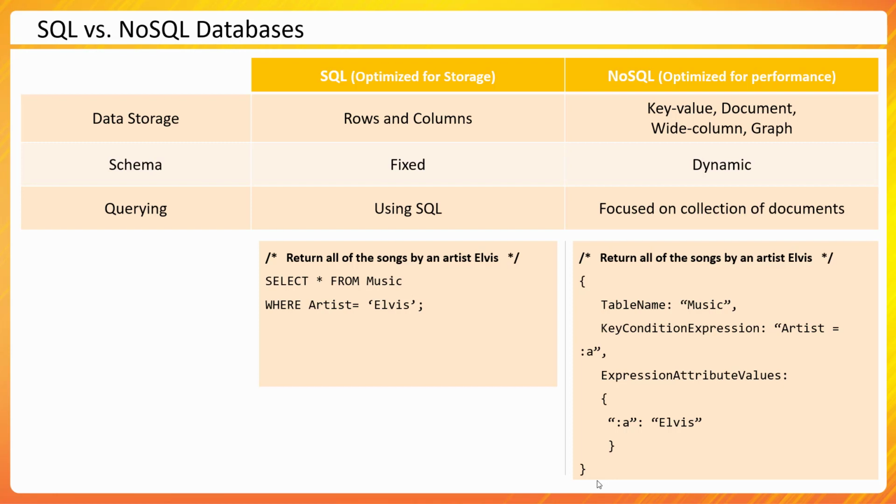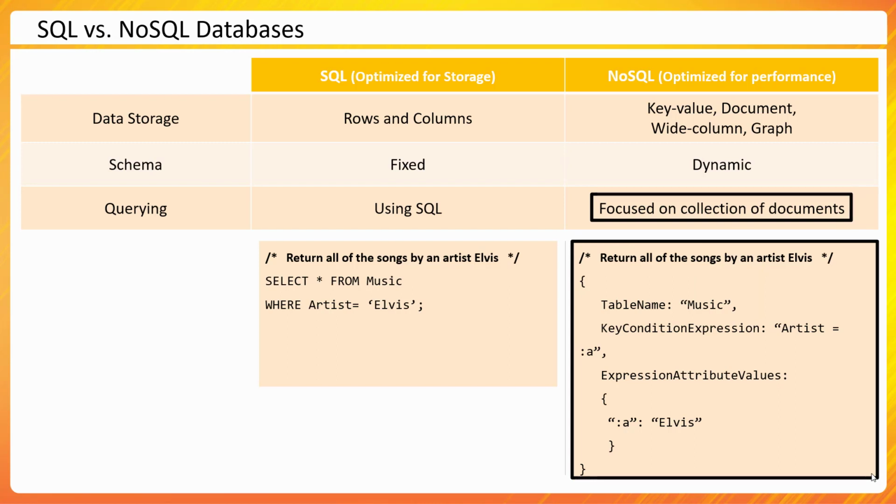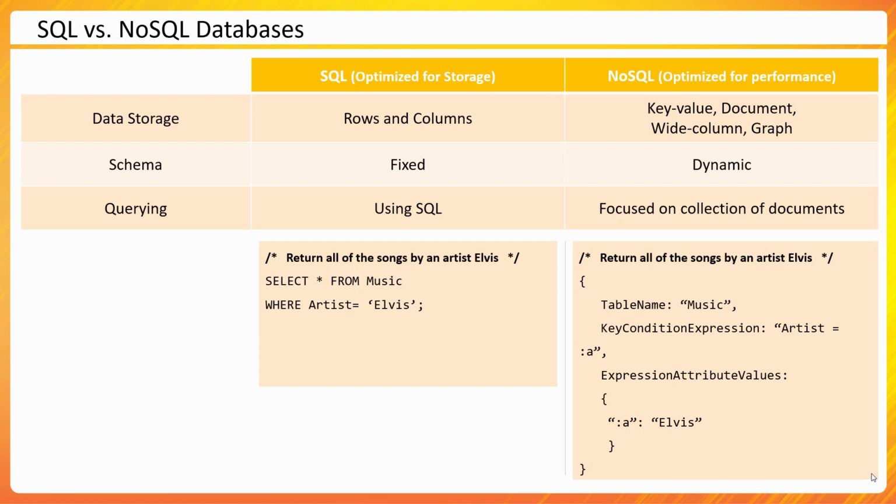Right. So the focus here is on a collection of documents. A whole document is returned to you, and then from there you would be able to filter whatever you require. So here the focus is on the collection of the document, not on individual items within it. Hopefully this is clear.